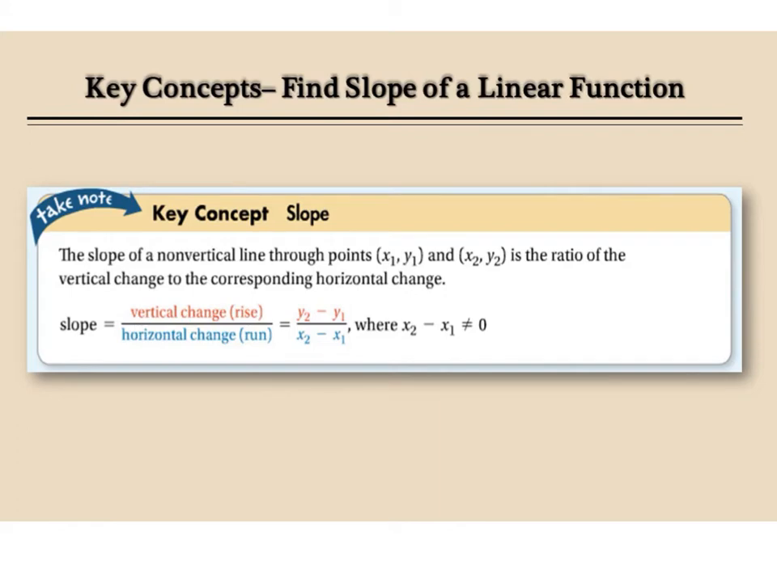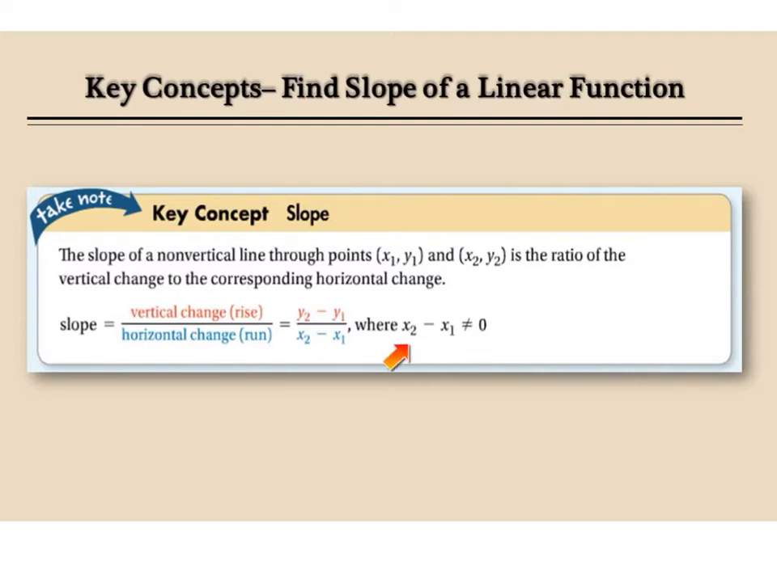So here are the formulas that you will see. There's our vertical change, which is the rise, over the horizontal change, which is the run. It's also called y sub 2 minus y sub 1. That's the difference. And there's the x sub 2 minus x sub 1. That's the difference in our x values.